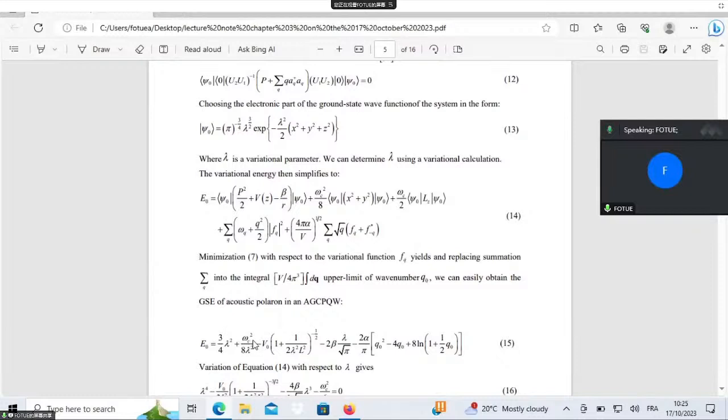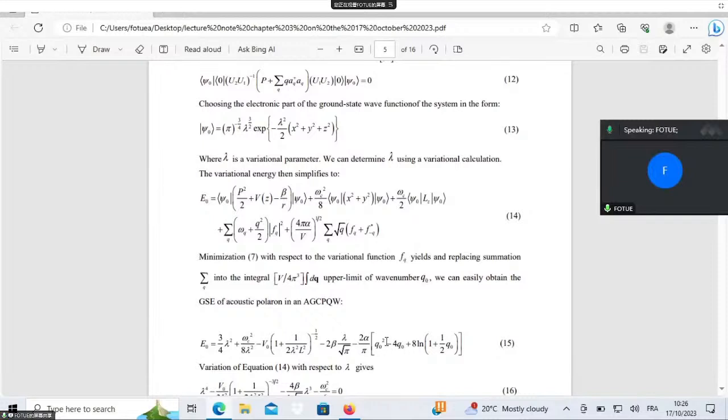So from here, we can see that this variational energy E0 is still a function of the variational parameter lambda. This variational energy is still a function of the magnetic field, as the magnetic field is related to the cyclotron frequency. This variational energy is also a function of the height of the asymmetric Gaussian confinement potential quantum wire V0. This variational energy is also a function of the potential range L, and also a function of the cutoff wave number Q0.